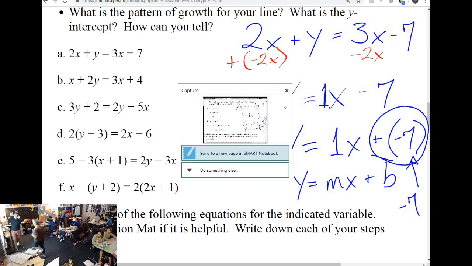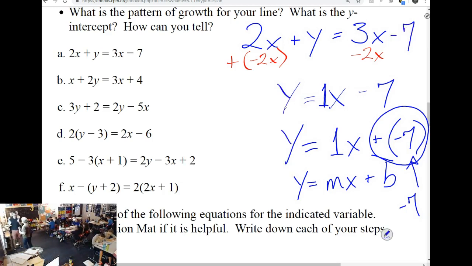You know why? It's systematic. It's like the right brain, left brain thing.